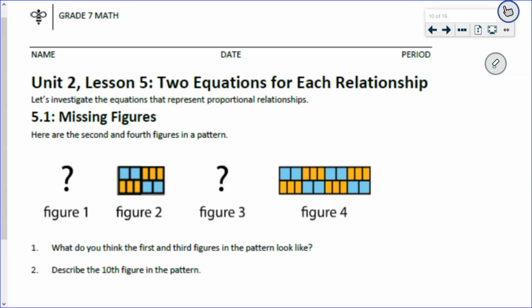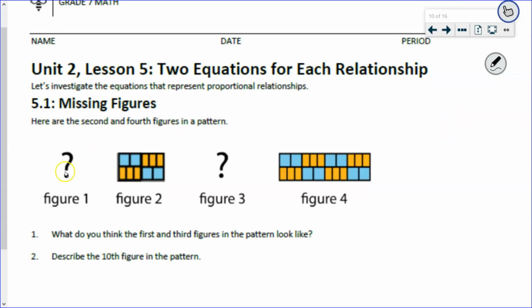To get started, we have a little fun pattern exercise here. I've given you the second and fourth figures in a pattern. We're going to start by figuring out what figure 1 and figure 3 look like, and then use that to describe, not draw, but describe what the 10th figure in the pattern would look like. Online learners, pause the video now to give yourself a chance to think through this and get that done.